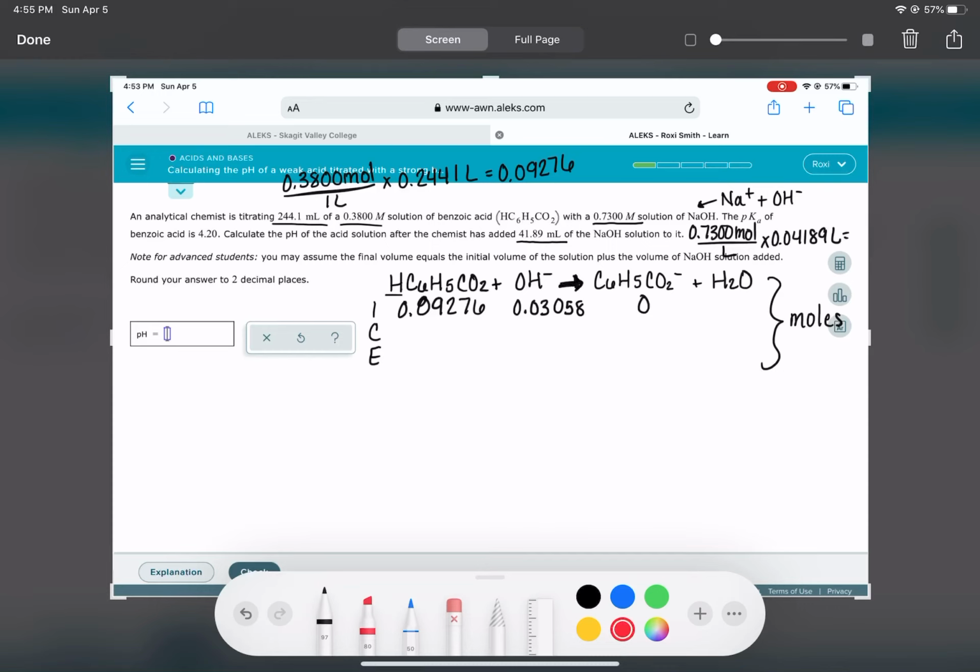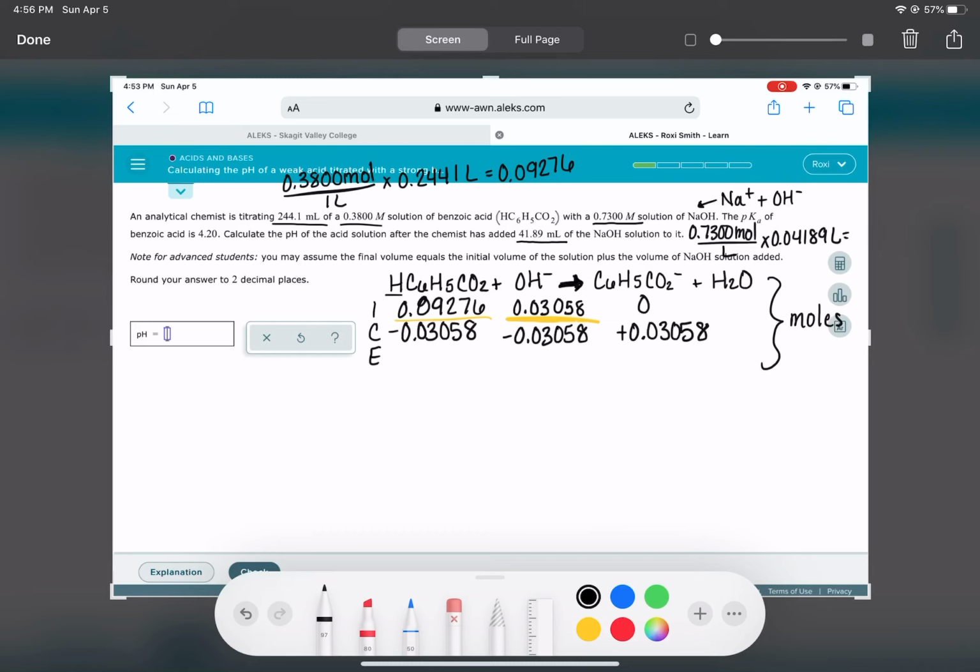So we are looking at our 2 reactants. Which one do we have the least of? We have the least of the hydroxide, the smallest number. That is going to control how much this reaction goes. It's going to control our change. The X, minus X plus X.